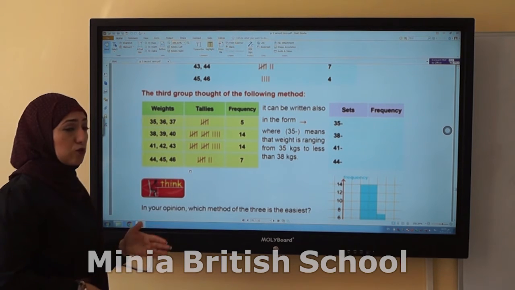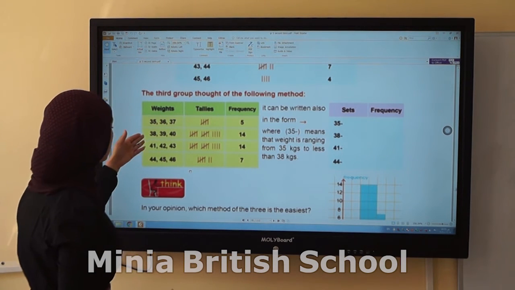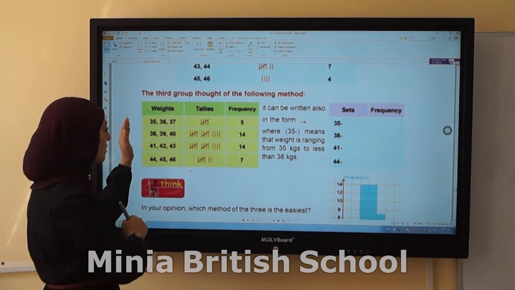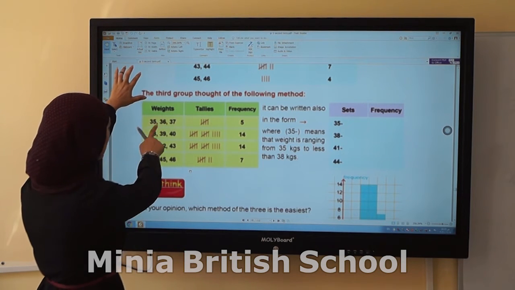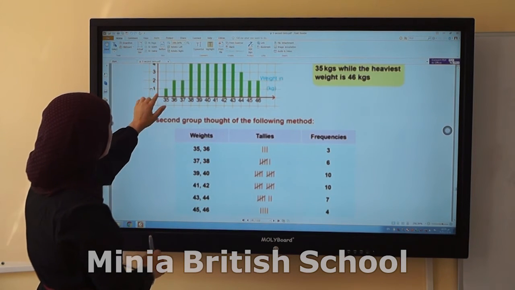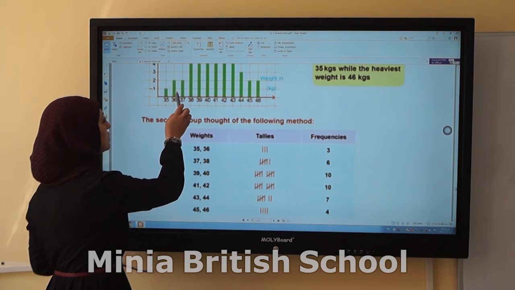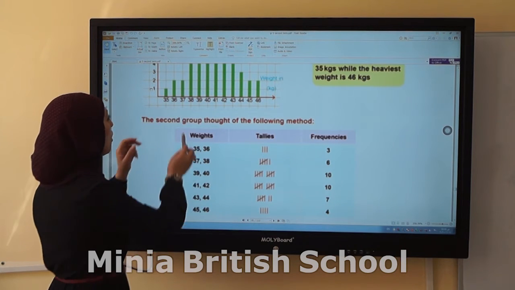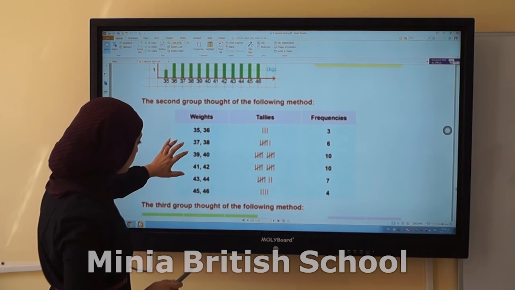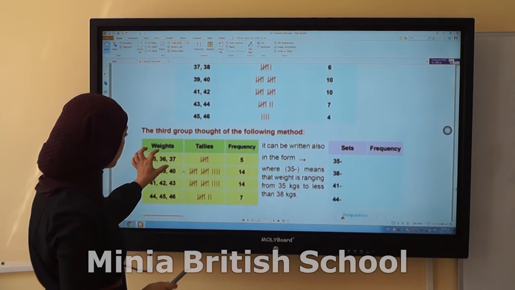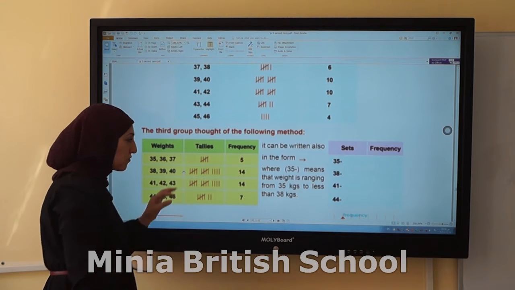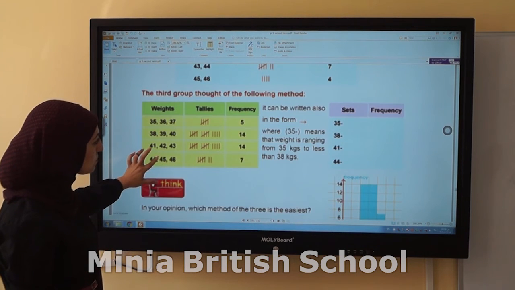The third method: we can use another way to put the weights from 35 to 37 together, like this one, from 35 to 37. Let's see: 35 is 1 student, 36 is 2, 37 is 2 also. So all of them equal 5 students. In this group, there are 5 students here, okay?